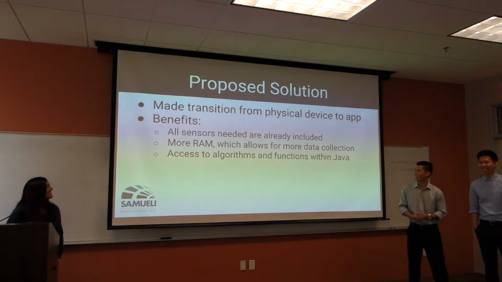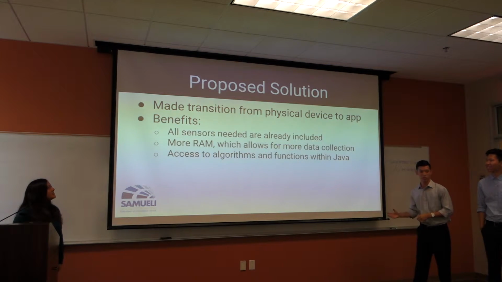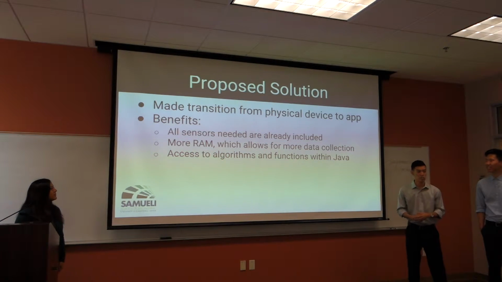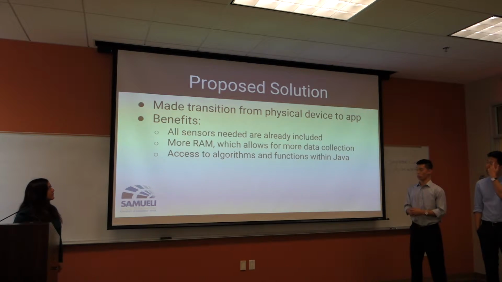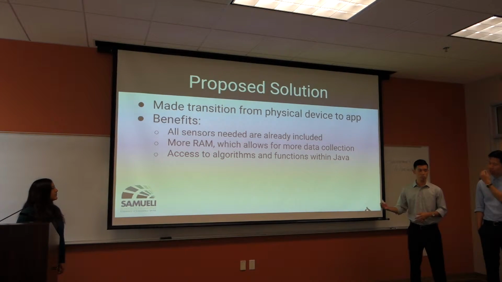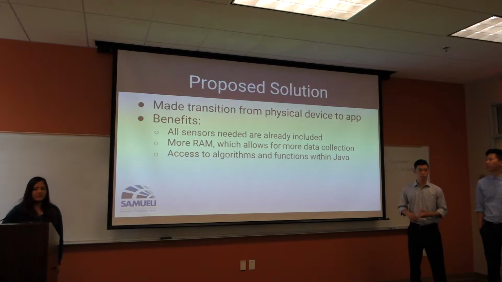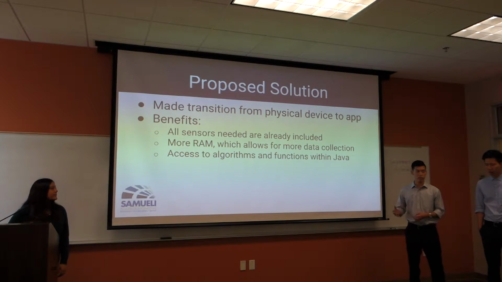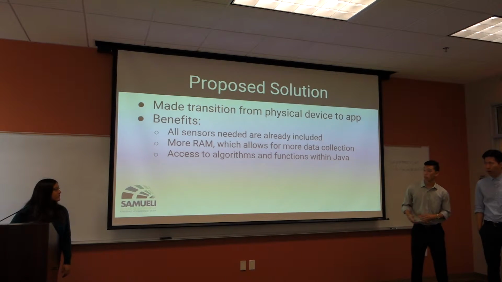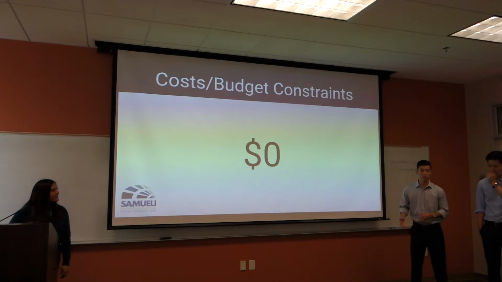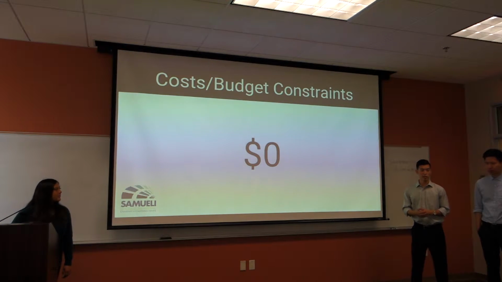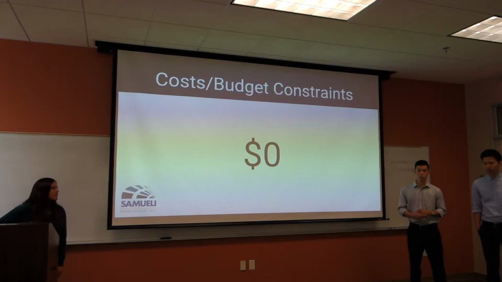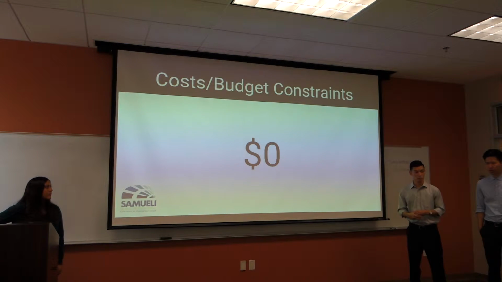Because of these limitations, we made the transition from that physical device to an actual app. This allows us to have much more RAM and fix a lot of the problems that we saw with the device itself, such as being able to play in real time and use all the functions that Java has behind it. And because of this switch, many of us already had spare Android phones, and with a free online open source software that we could use to create executables, our budget was $0.